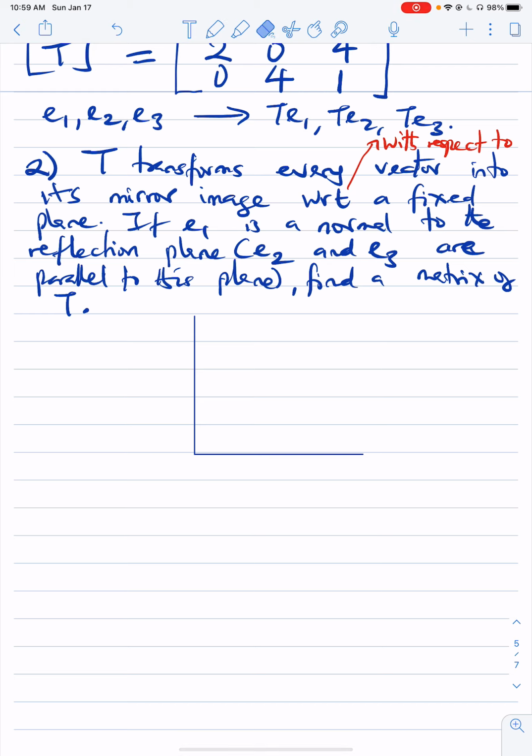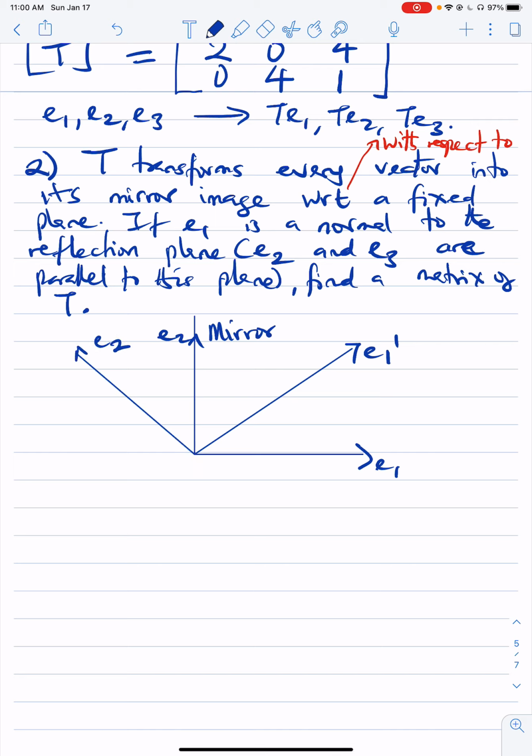So this is the mirror. This T transforms every vector into its mirror image with respect to a fixed plane, right? So this is the mirror. We have E1, this is E2. So this is the transformation, this is another transformation, E2. This is a mirror with respect to a fixed plane.